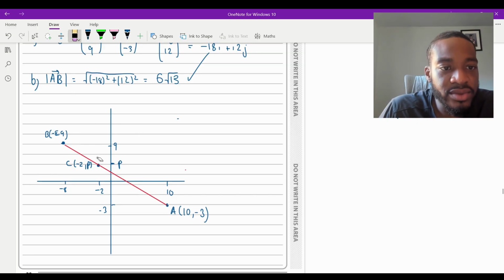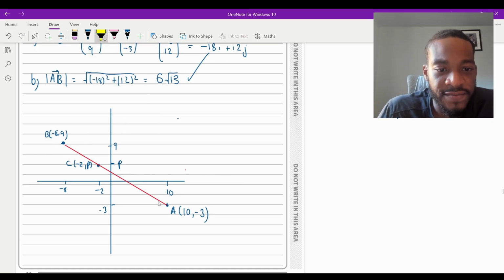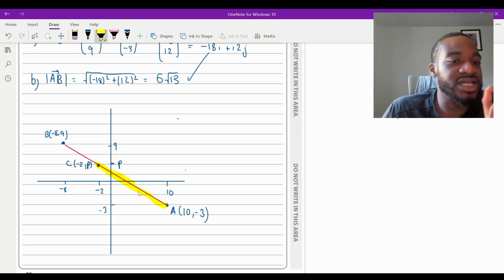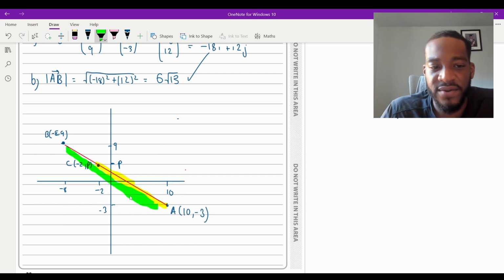Okay, now we need to figure out what p is. The reason why I've done this is because it lies on a straight line. We're dealing with vectors, even from GCSE. I've got this vector here, which is going to be AC. We can just see from the diagram that AC is just going to be some fraction of the entire line, which is going to be AB. So the green line is meant to be representing AB. The yellow line is going to be representing AC.